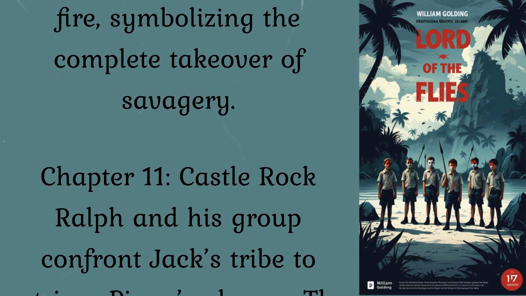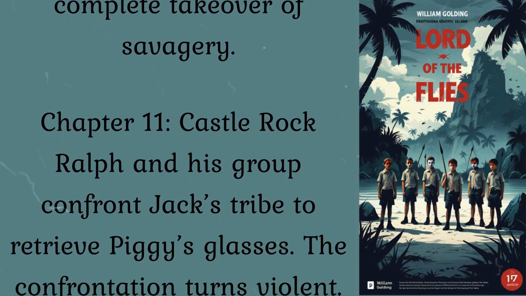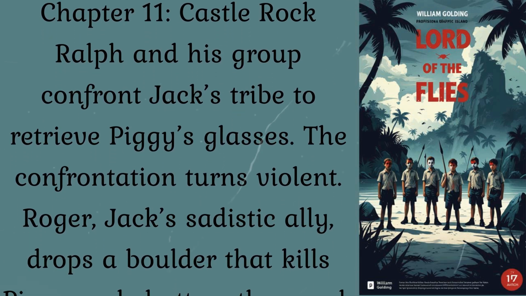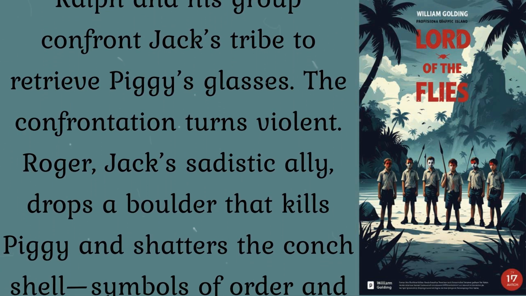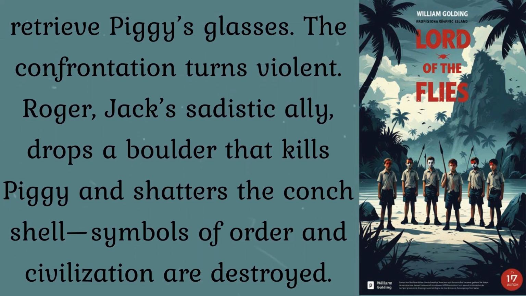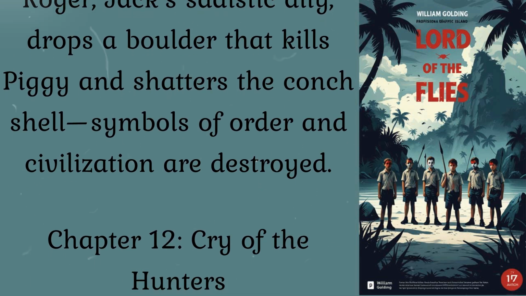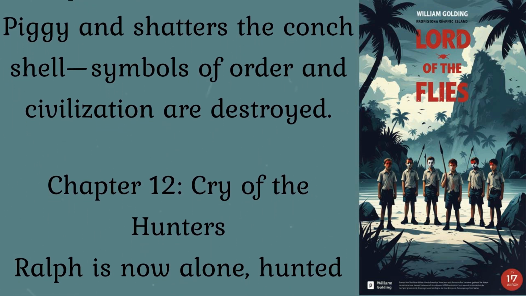Chapter 11. Castle Rock. Ralph and his group confront Jack's tribe to retrieve Piggy's glasses. The confrontation turns violent. Roger, Jack's sadistic ally, drops a boulder that kills Piggy and shatters the conch shell. Symbols of order and civilization are destroyed.